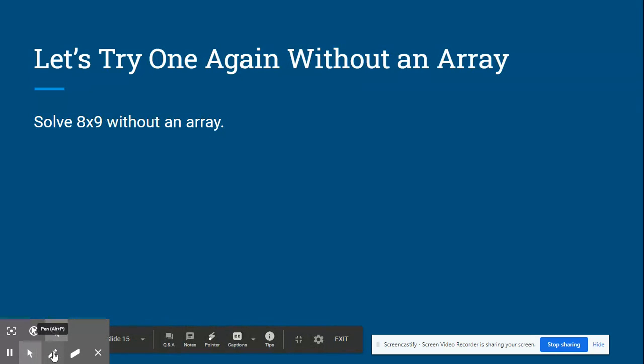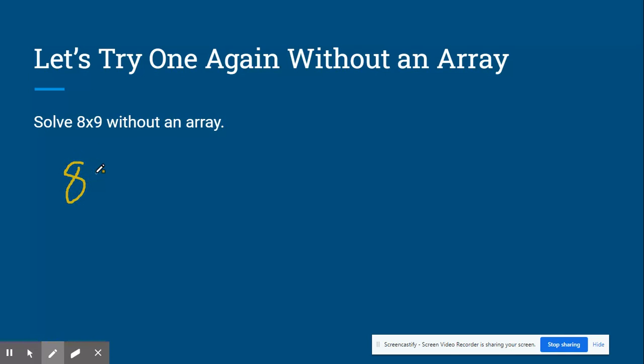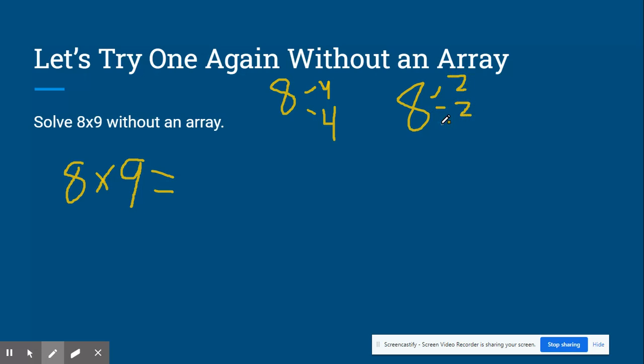Okay, so boys and girls, I know I took the array away. I'm sorry. And I gave you a big one. Everybody on your paper, I'd like you to make 8 times 9. Now you have a choice. You can look at 8 as a 4 and a 4, or you can look at 8 as a 2, a 2, a 2, and a 2.